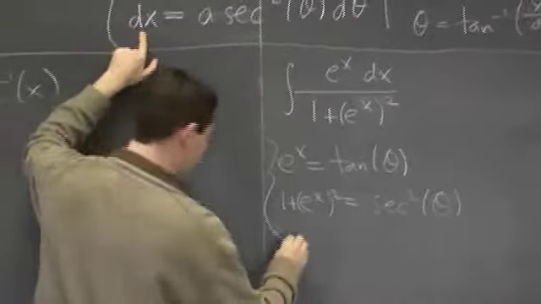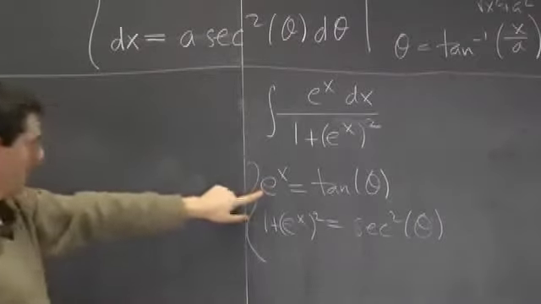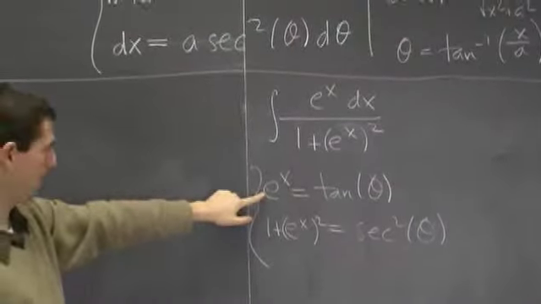And then the dx, well, now we're careful here. If we differentiate, we don't just get 1 anymore. Now we get e to the x. So e to the x dx equals secant squared theta d theta.